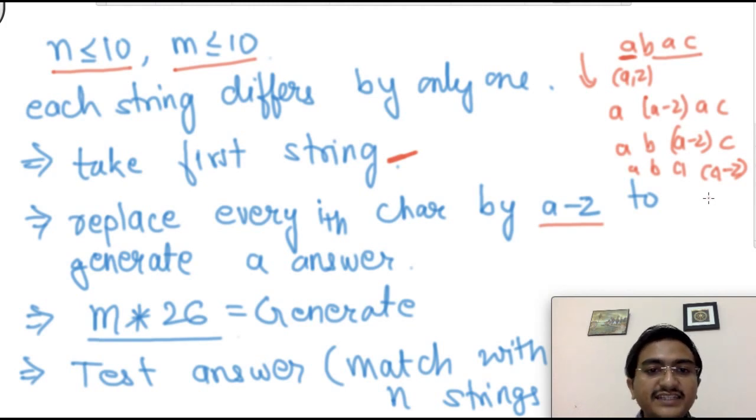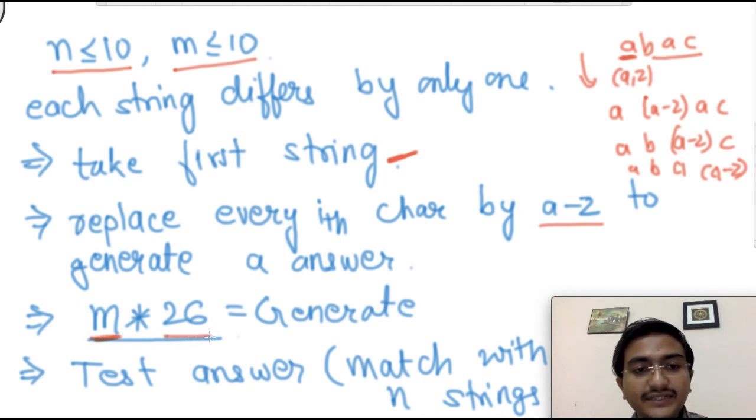Now what will be the complexity to generate each of the possible answers? I'm not talking about the correct answer, I'm just talking about the possible answers. The possible answers will be nothing but m into 26, because the length of the string is at max m, and at each position you can replace it by 26 lowercase English letters. Now you have to test your answer by matching with all the n strings. When you're matching it, you have a complexity of n cross m, because you have to match all n strings for all m positions.